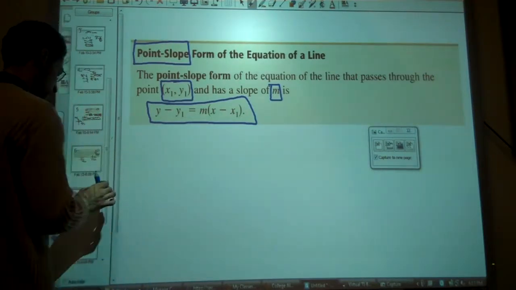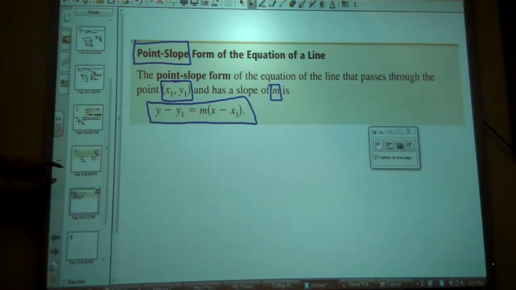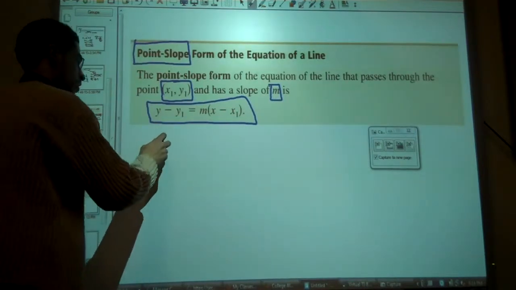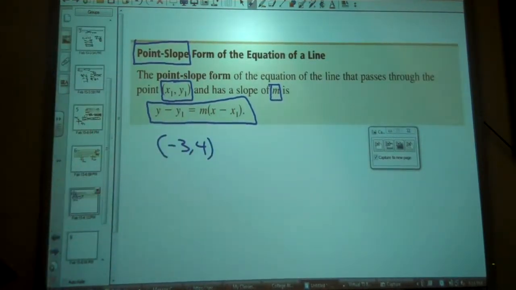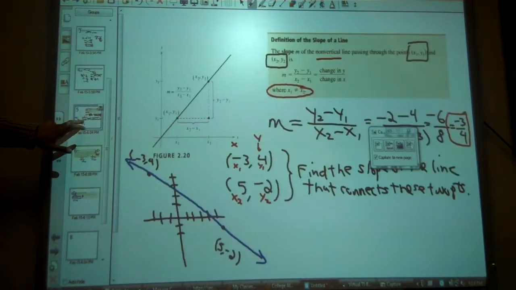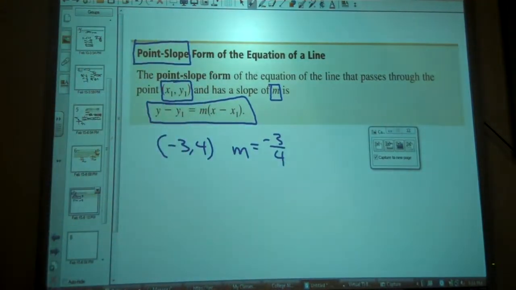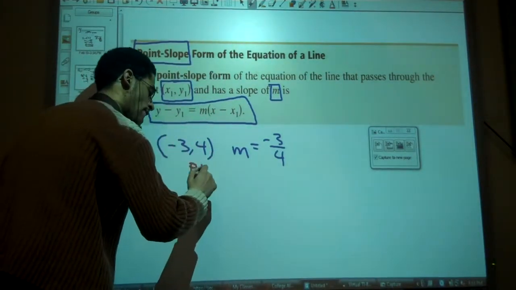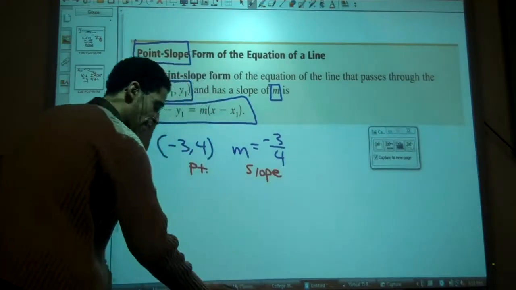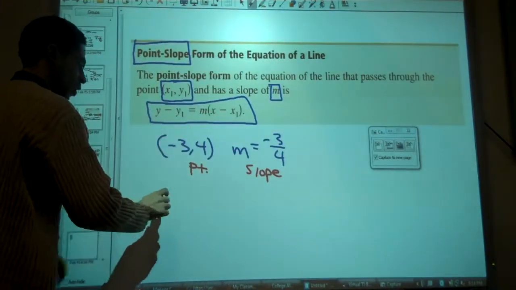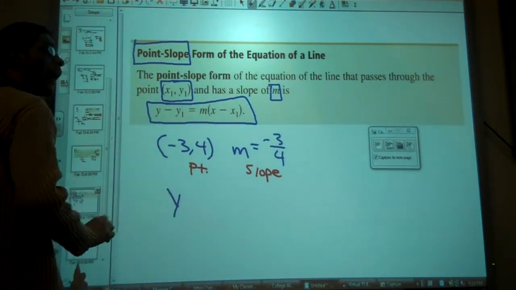Okay, so let's take our point from the first example. What's the first point from the first example? Negative 3, 4. Let's take that point. Negative 3, 4. Okay, and our slope on that first one was negative 3/4. Okay, we have our point, we have our slope. That's all we need to plug into this formula. And we wouldn't have to do anything algebraically afterwards. We'll be done.